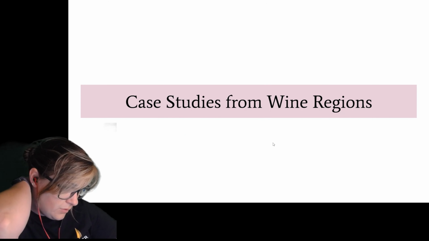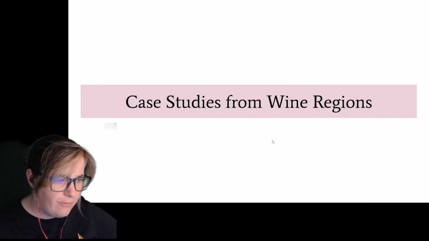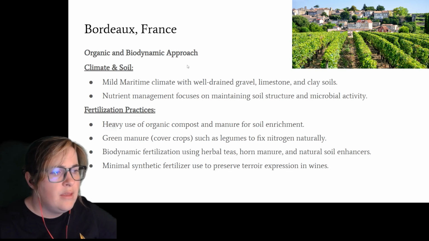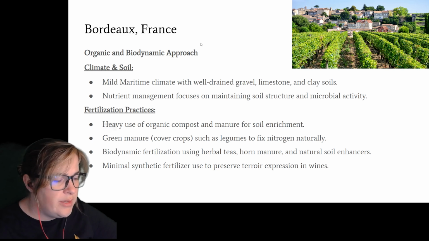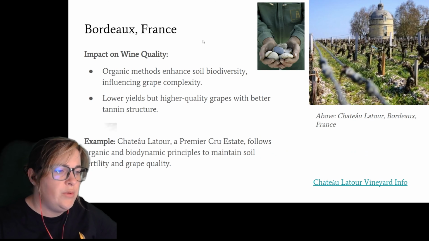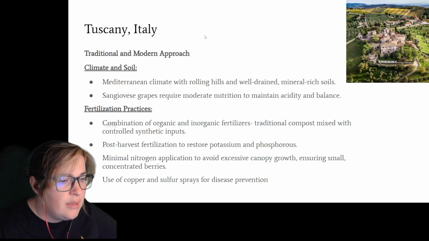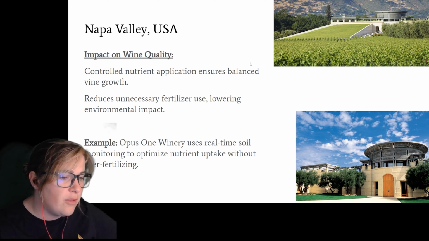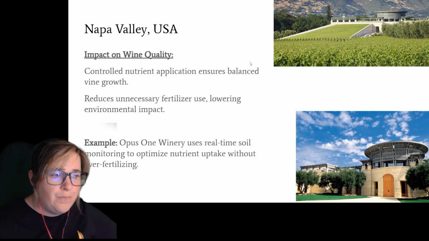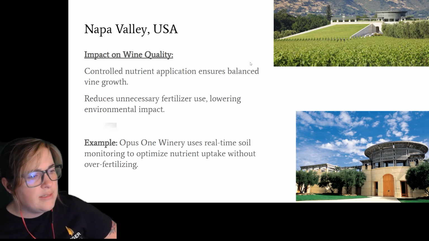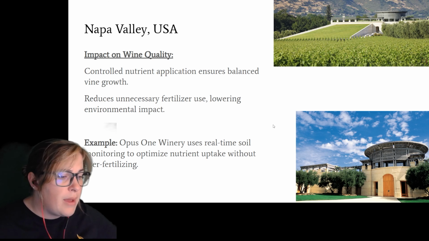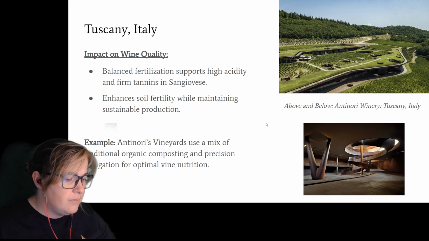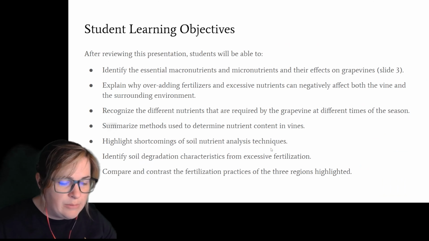Okay. Cool. So that wraps up most of fertilization. There were a couple questions on your quiz about comparing France to Italy to Napa and the type of approaches they have for viticulture, fertilization practices, and their philosophy on winemaking. I would just keep that information in mind for the exam, so you have it ready in your back pocket. Cool. And then we have our student learning objectives for that presentation.